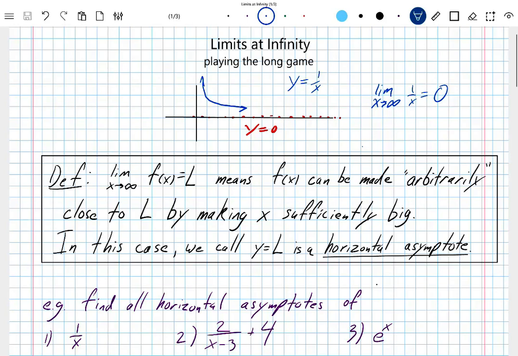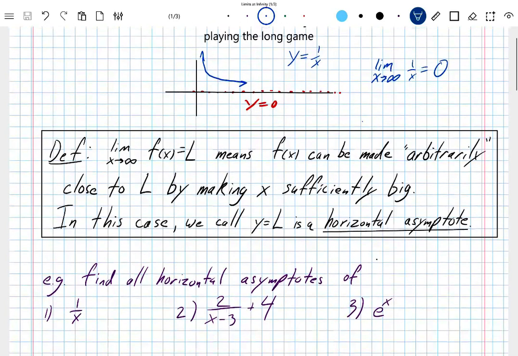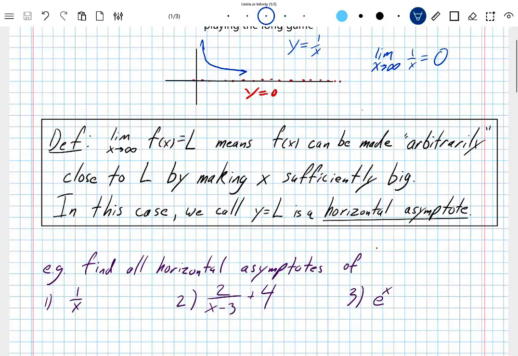So let's try to make this a bit more precise. Here we are in this beautiful definition. It's a little bit loose, but good enough for us for now. It says the limit as x goes to infinity of f of x equals L. So in this case up here, f is 1 over x, and that L would be 0. This means that f can be made arbitrarily close, that is, as close as you want to L by making x sufficiently big.